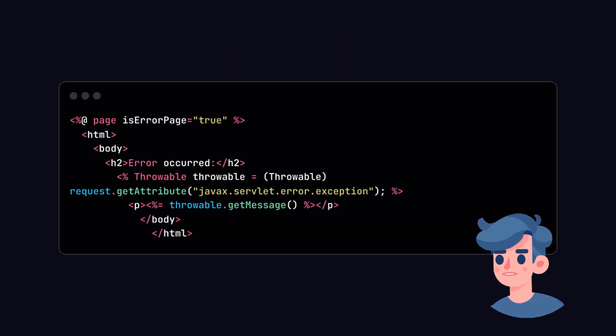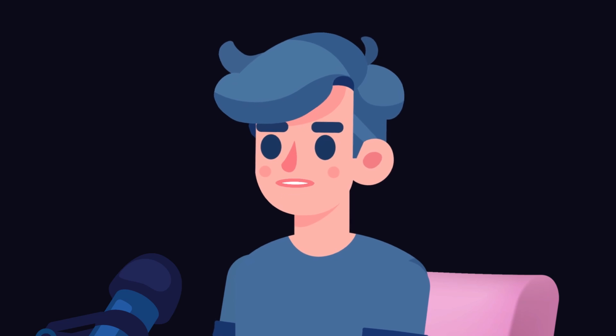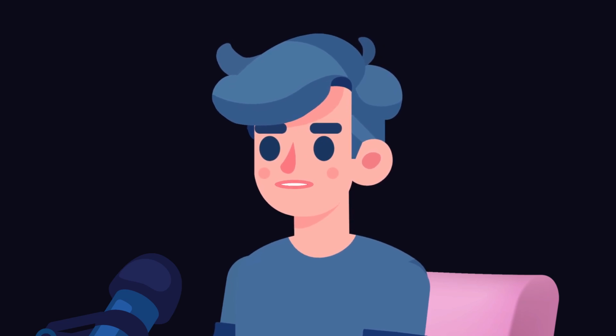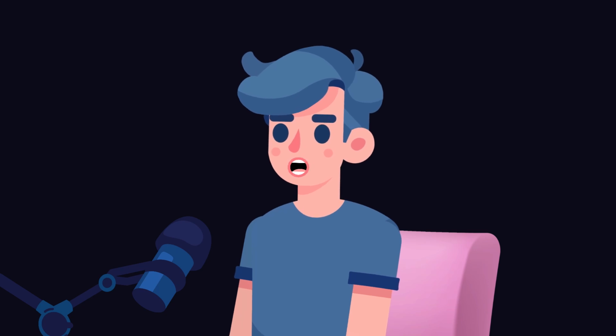Another best practice in JSP debugging is proper exception handling. Create a custom error page to handle exceptions gracefully. Let's see an example. This page will display the error message without exposing the internal workings or stack traces of your application. Just make sure to configure the web.xml to redirect to your error page.